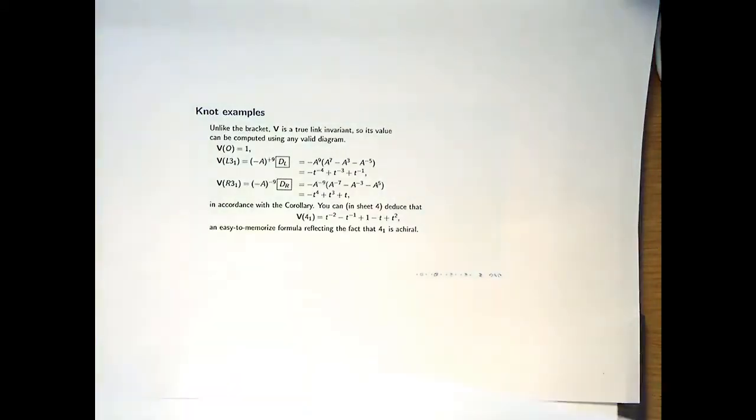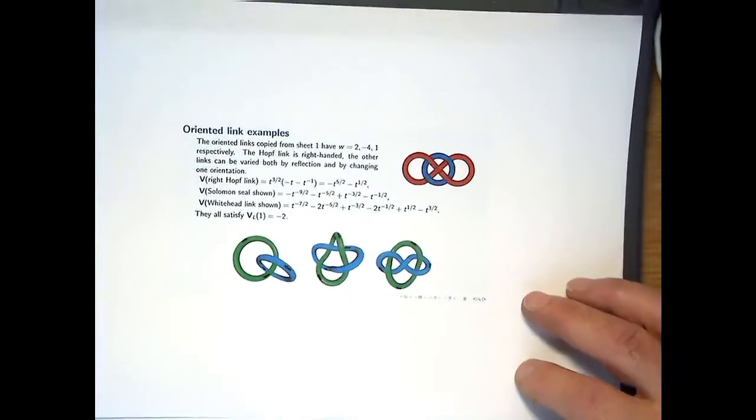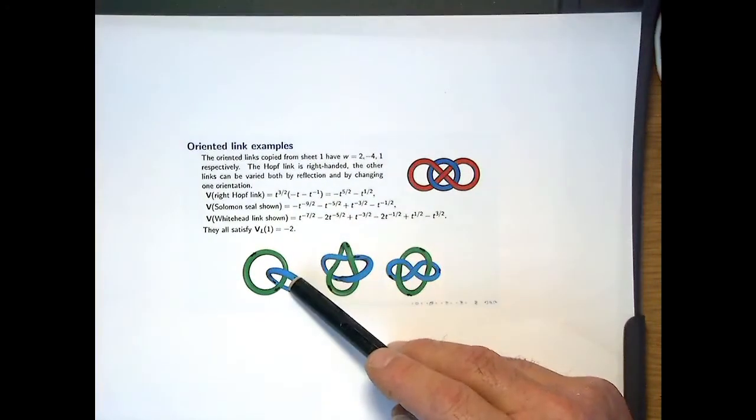Here are some ugly examples for links. So we've seen these 3 links before. The Hopf link, well, I already worked out its Kauffman bracket. The writhe in this case, it's a right-handed one. It's plus 2, the writhe. So you can easily work out the Kauffman bracket.